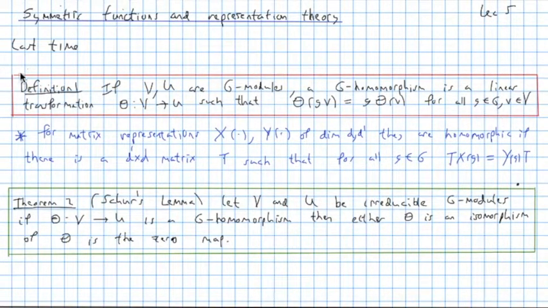Okay, so that was last time. The goal of today is to look at some corollaries of Schur's lemma, and then we will move to group characters. Okay, so let's start with the first corollary.